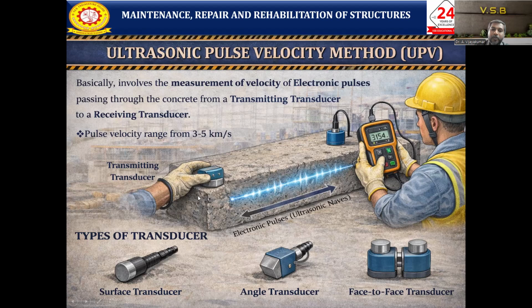Suppose this is the concrete structure. Here we place two transducers, one as the transmitting transducer and the second in the opposite direction as the receiver transducer. In between, we transmit the ultrasonic pulse wave, and it travels from the transmitter to the receiver. Based on the time, using the calculation, we can find out the quality of the structure. The velocity range is normally 3 to 5 kilometer per second.